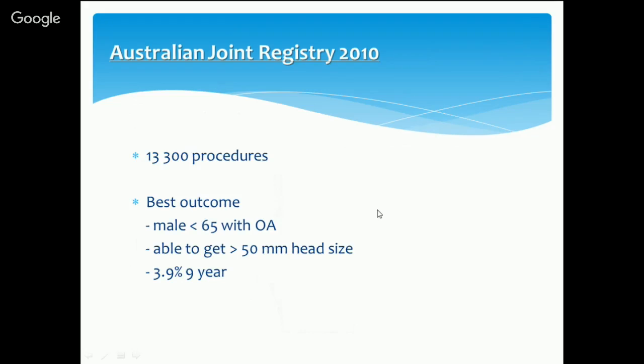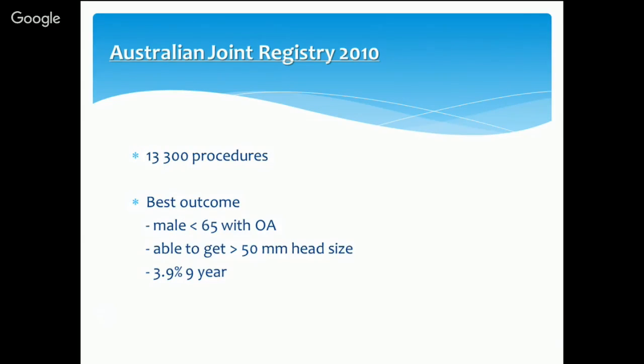So the Australian registry of 2000. What is the current position of resurfacing replacement? In the Australian registry, by 2000 they had done 13,300. Best outcome: male less than 65 with osteoarthritis, able to get more than 50 mm head size, and there is a revision at 9 years of 3.9%.